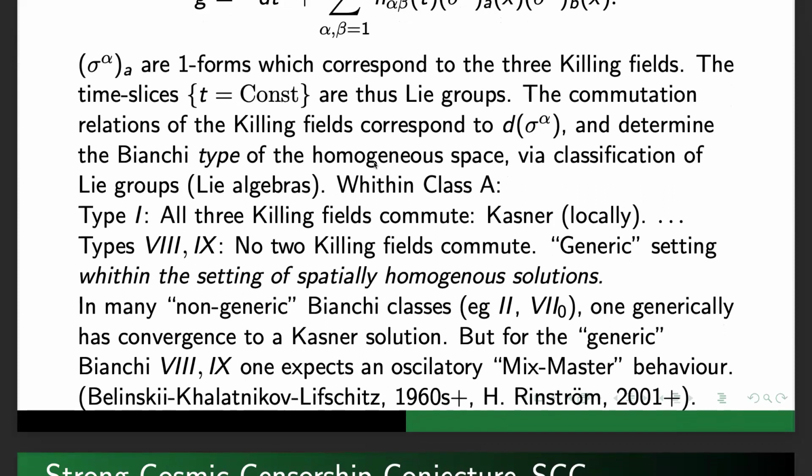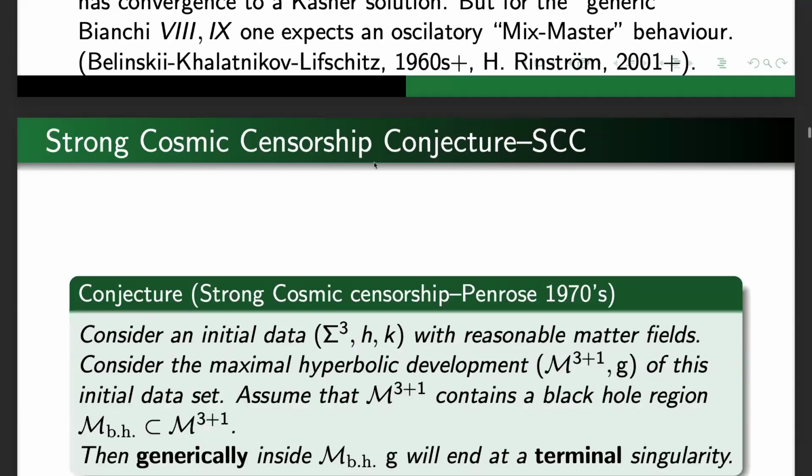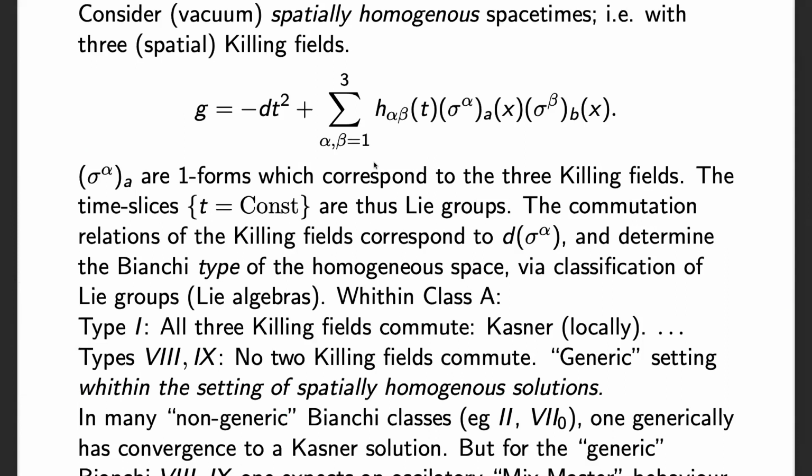Okay, and in that case, one expects that the behavior of the solution has some oscillatory mixmaster behavior. So when time is going to 0, you don't converge to anything. This has been predicted by Belinski, Khalatnikov, and Lifshitz, starting from the 1960s. There's some rigorous mathematical work on this by Hans Ringström from 2001 onwards. Let me describe this prediction at least briefly. So actually, I'll return to it in a bit. So one expects some chaotic behavior bouncing between different Kasner states.